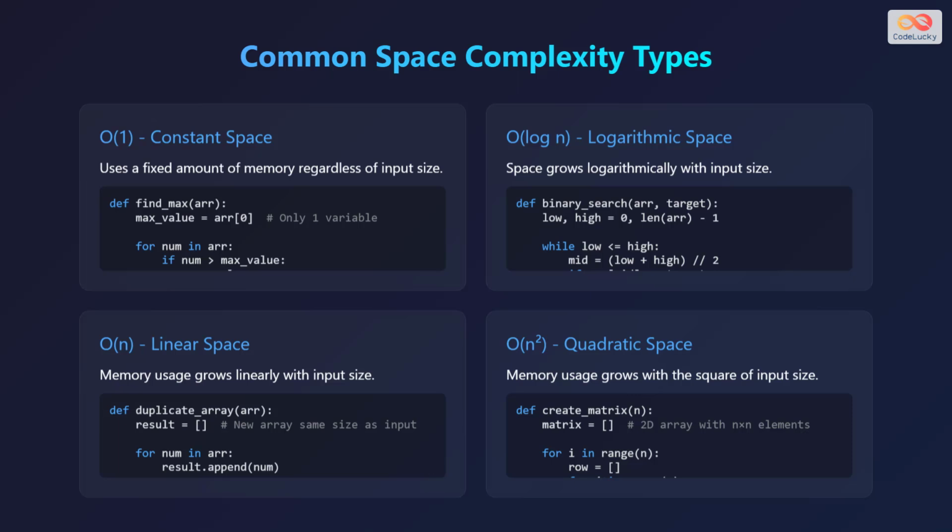Last is O(n²), quadratic space. Memory usage grows with the square of the input size. For example, consider this Python function create matrix that creates a 2D array with n cross n elements. The space required increases quadratically with the input size. Hence, the space complexity is O(n²).